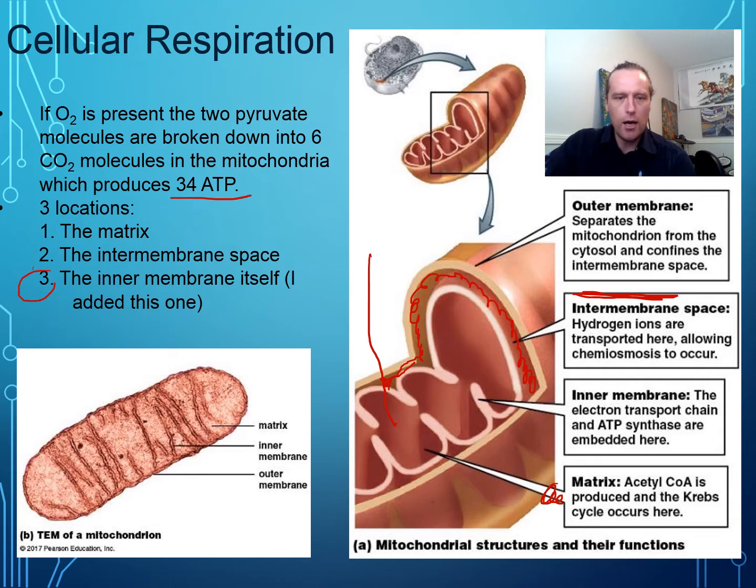3, the inner membrane itself. The inner membrane itself, I'll trace that with a black line here. This is the inner membrane, and this is where the electron transport chain is. It's also where ATP synthase is. So essentially what's going to be happening is you're going to be pumping H pluses into the intermembrane space.